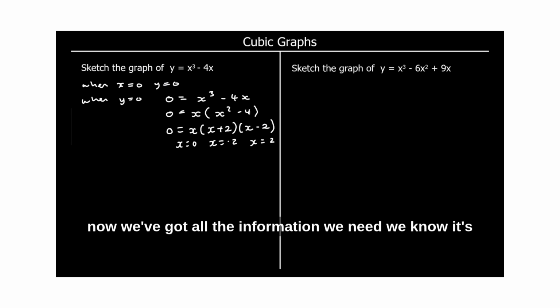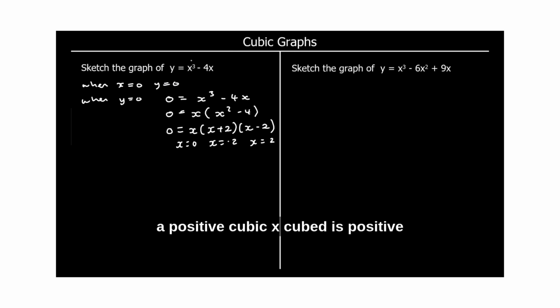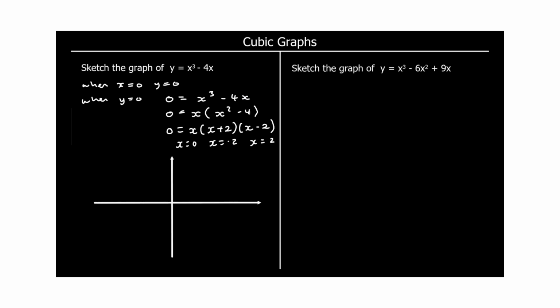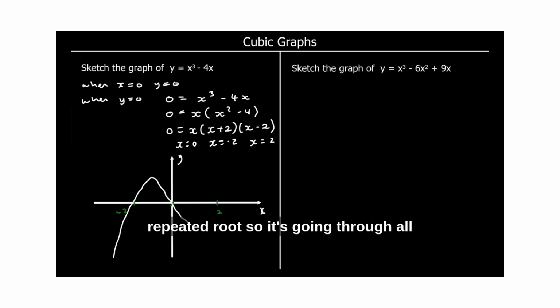And now we've got all the information we need. We know it's a positive cubic. X cubed is positive. So it's going to start in the bottom left and end in the top right. And we know it crosses at 0, 0, and negative 2, and positive 2. Positive cubic, so starting in the bottom left, no repeated root, so it's going through all of them, ending in the top right.